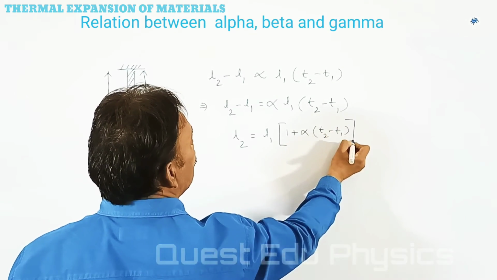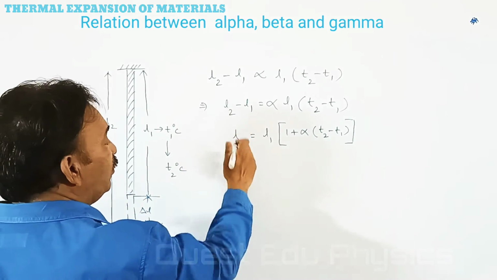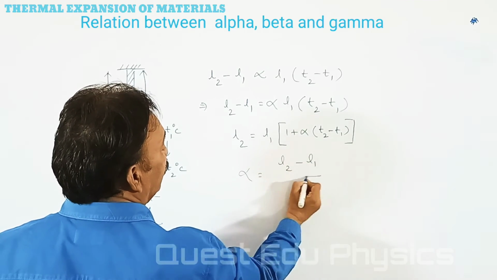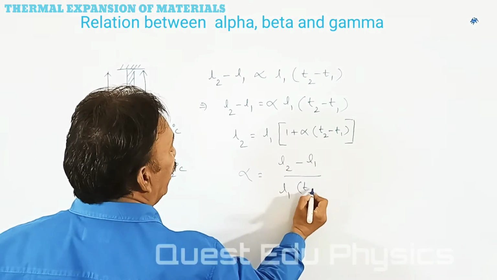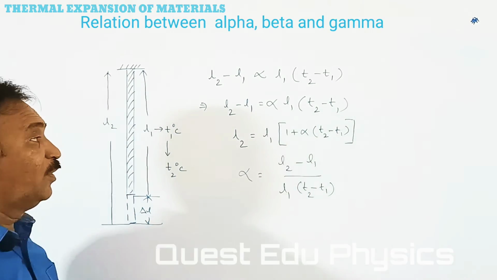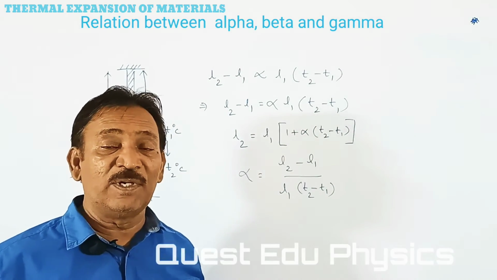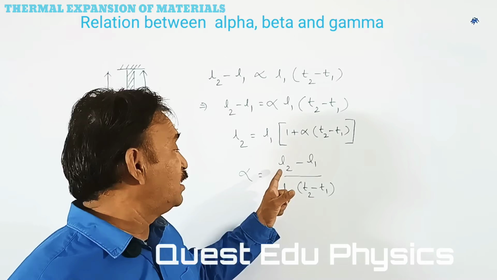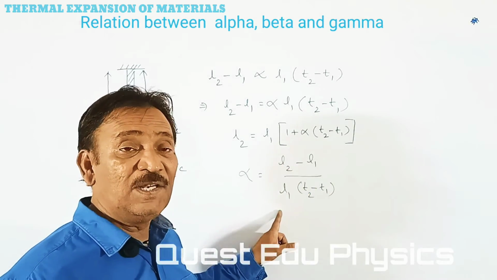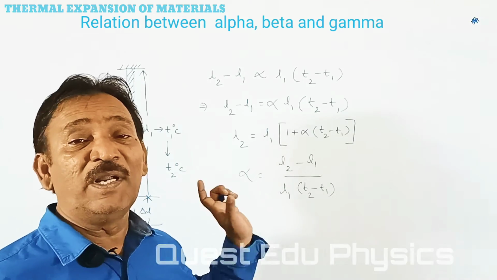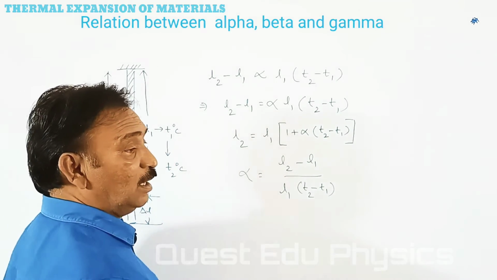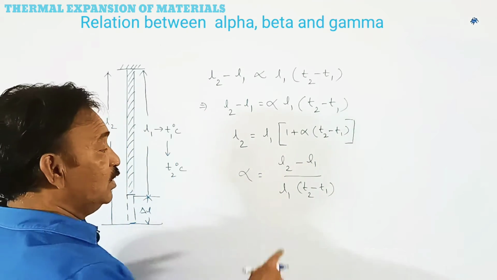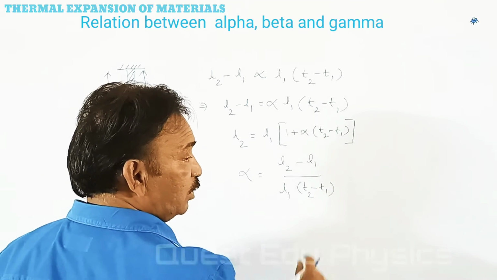This is a formula used to find the final length. In the same way, it can also be written as alpha is equal to L2 minus L1 by L1 into T2 minus T1. Then what is alpha? Alpha is the coefficient of linear expansion, students. What is the definition of alpha? Simply, it is the ratio of the change in length to the initial length per 1 degree centigrade rise in temperature. Alpha can be defined as the change in length to original length by raising the temperature by 1 degree centigrade.